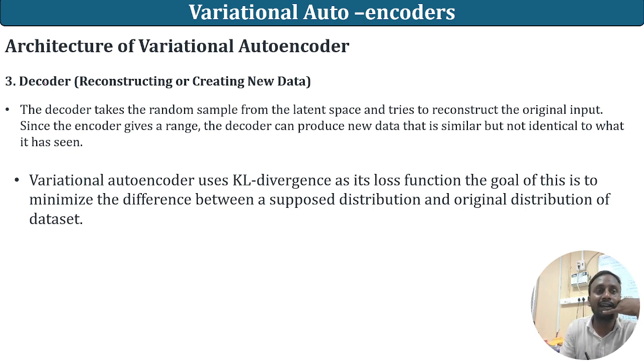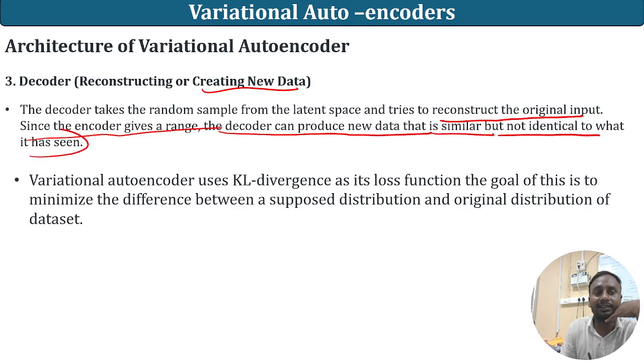So the third one we have is the decoder, reconstructing or creating the new data. That decoder takes a random sample from the latent space and tries to reconstruct the original input. Since the encoder gives a range, the decoder can produce new data similar but not identical to what it has seen.